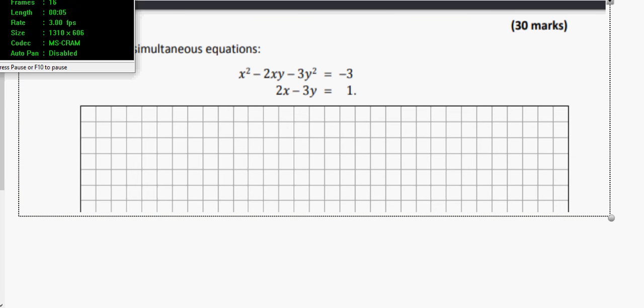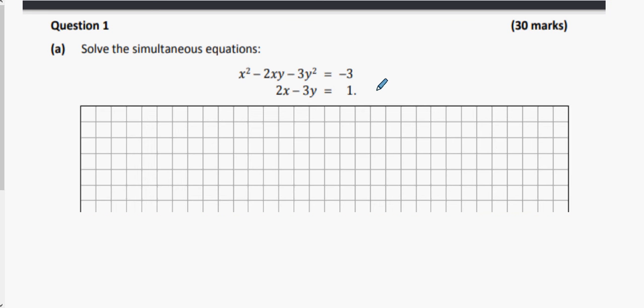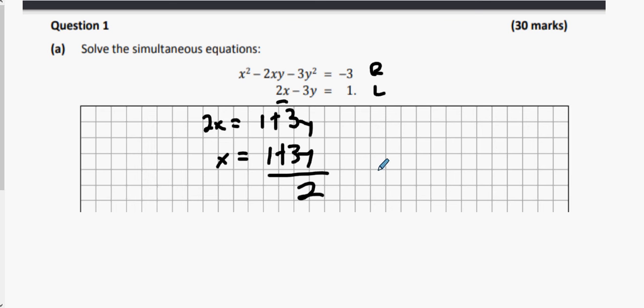Alright lads, we're going to do this. This is one linear, one quadratic. It's a simultaneous equation. Get one letter on its own, we'll get x on its own. So 2x equals 1 plus 3y, and then divide: x equals 1 plus 3y divided by 2. Now that's the linear done, so you're going to sub it into the quadratic.